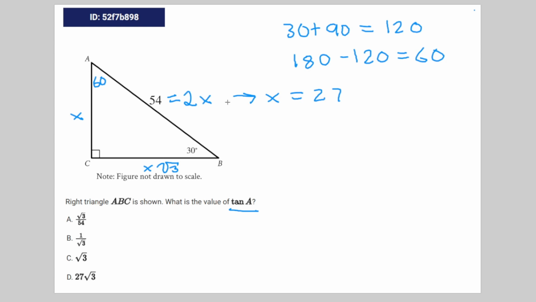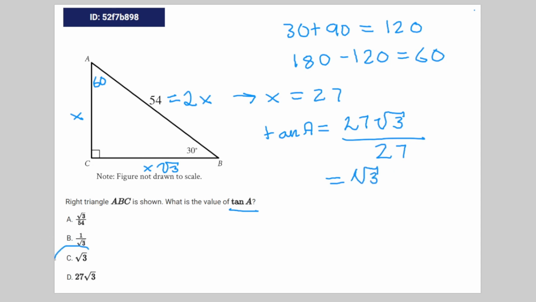So then to find tan of A, tan of A is equal to the opposite side over the adjacent side. The opposite side is x times square root of 3, so it's going to be 27 square root of 3, over x, so that's going to be 27. And that is equal to the square root of 3. And therefore, C, square root of 3, is the correct answer.